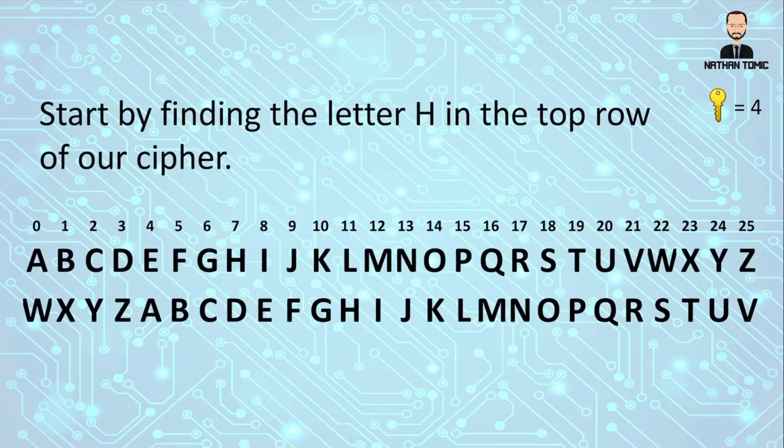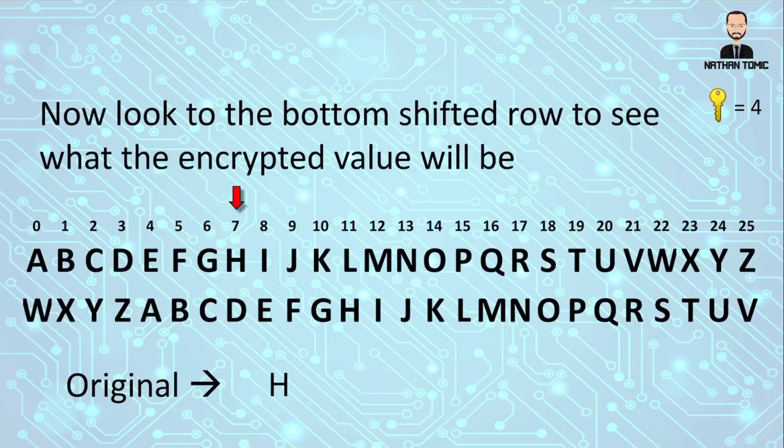So we'll start by finding the letter H in our top row, the row that has not been shifted. So this is our normal alphabet. So here it is, H is in the 7th position. We're now going to look in the bottom or the shifted row to see what the encrypted value would be. So if we look straight below it, we see that the letter in the 7th position is now the letter D. So our encrypted value for H is the letter D.